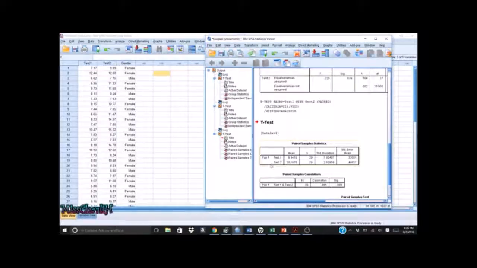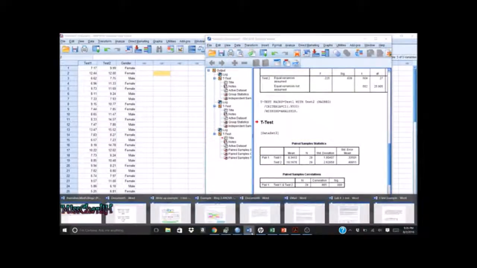So I want to know if they're significantly different from each other. I look down to the third output box, and I see that my significance, my p-value, is 0.000. So yes, these 2 scores, test 1 and test 2, the means are significantly different. So when it comes to writing up test 1 and test 2, I'm going to show you a little trick that I do.